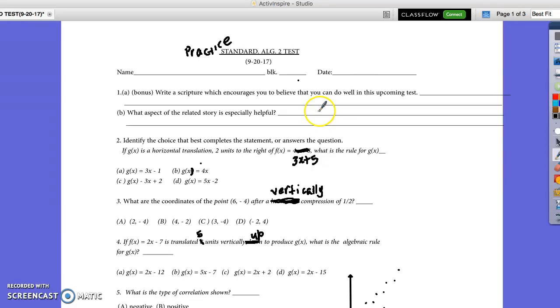And may God guide us as we work together. I know He's standing right by to do just that. So let's go ahead and start with the bonus.